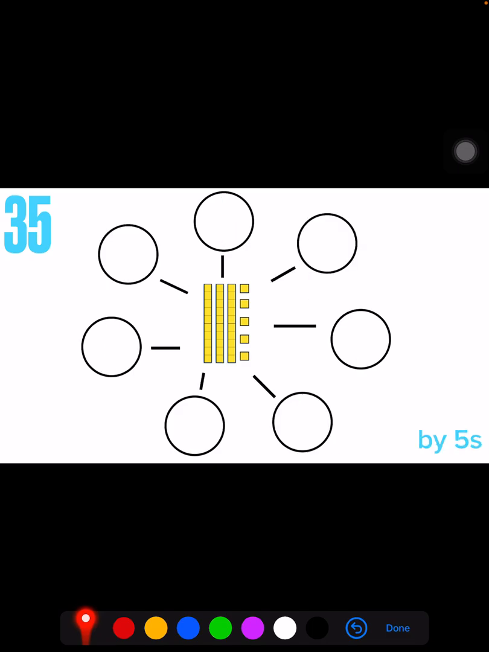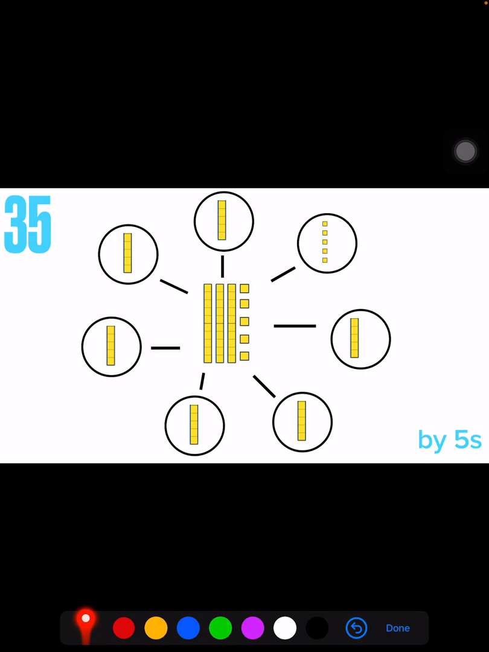I can also decompose the number 35 in groups of 5. I can skip count by 5s until I get to 35. Watch this. Ready? One group of 5, 10, 15, 20, 25, 30, 35. I decompose the number 35 into groups of 5. Can you think of another way we can decompose the number 35? There are so many different ways you can do this.